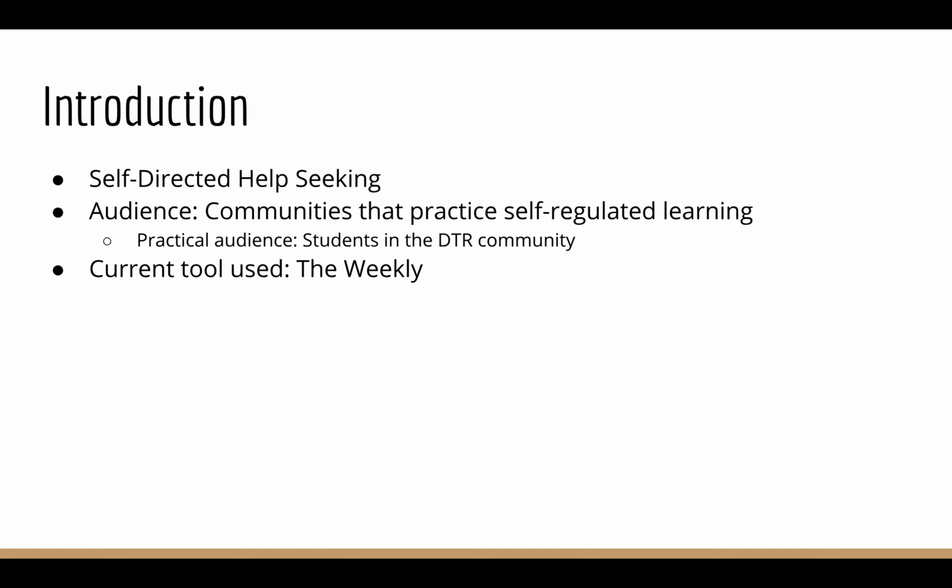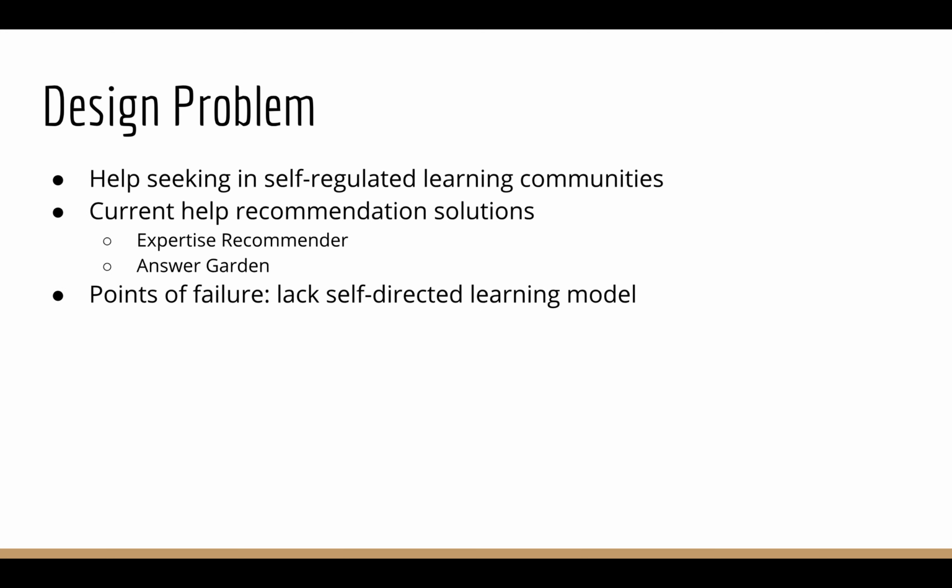The audience that this problem adheres to is usually people in communities that practice self-regulated or self-directed learning, and the practical audience that I'm concerned with are students in the DTR community. The current tool we use to facilitate this is called the Weekly, and I'll be showing you this in later slides. So the design problem we face here is: why is it difficult for help seeking to take place in self-directed learning communities?